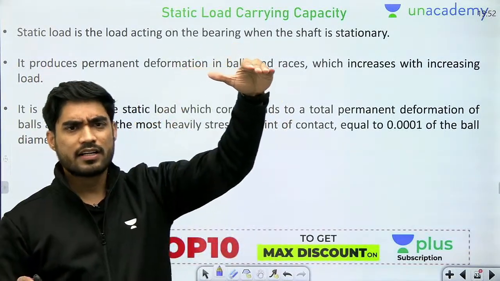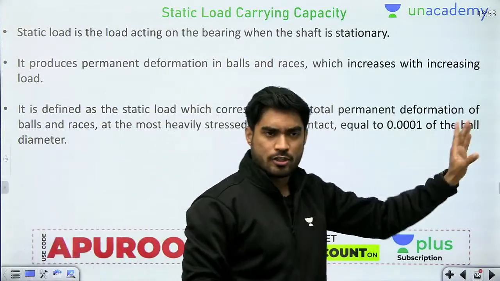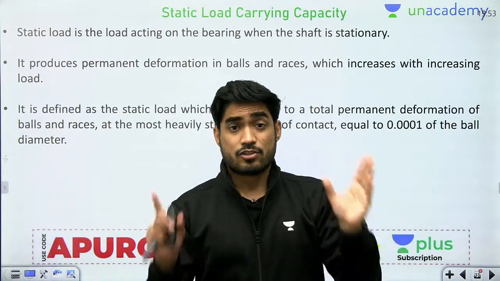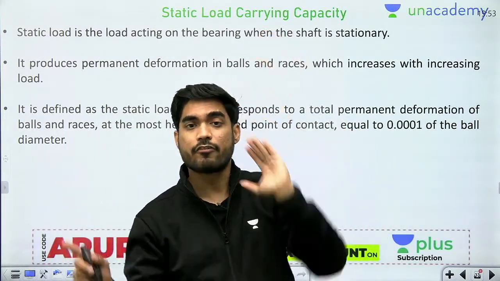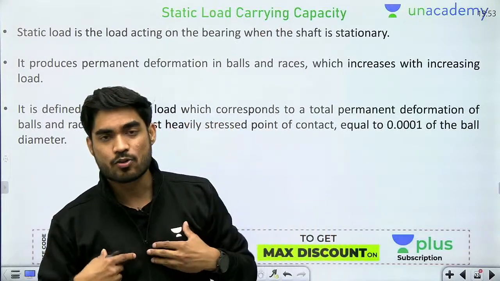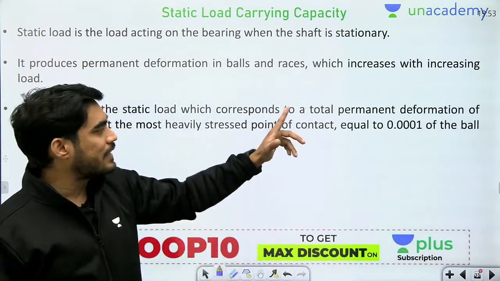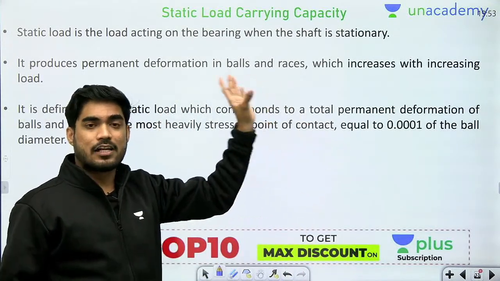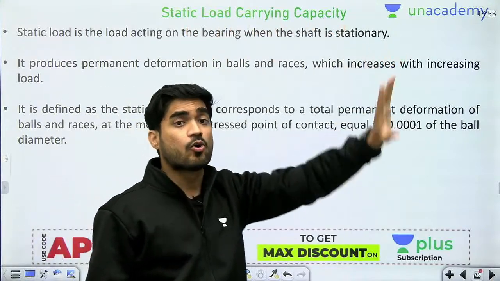So there will be a load at which deformation will become 0.0001 into the diameter of the ball. So this is my maximum limit. I cannot cross this limit of deformation, otherwise I will assume that my bearing has failed. So beta, at this limit, whatever the load acting on the shaft is known as the static load carrying capacity.